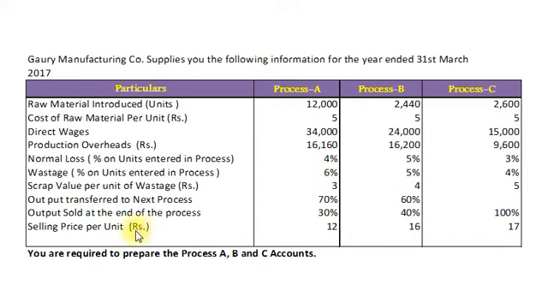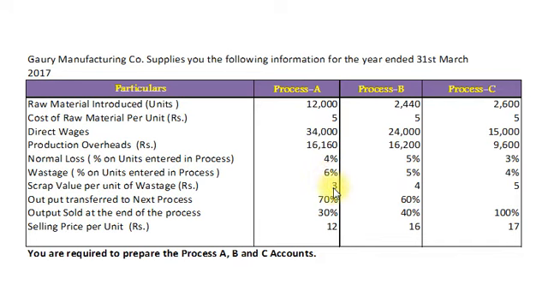First of all, let us understand the question. Here, final product passes through three processes: A, B and C. In every process, there is an introduction of raw material at particular rate of rupees 5 per unit. Direct wages, production overheads are available. Normal loss is a percentage of units entered in process. Same wastage as a percentage on units entered in every process.